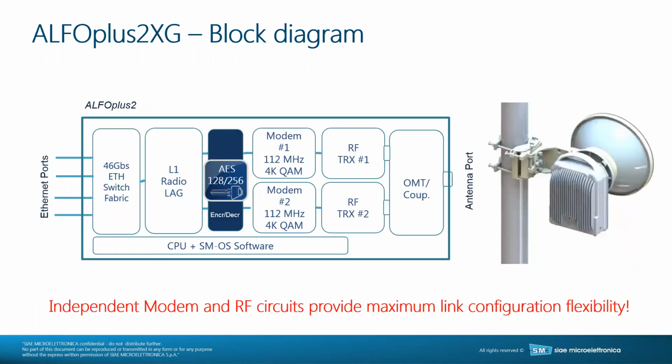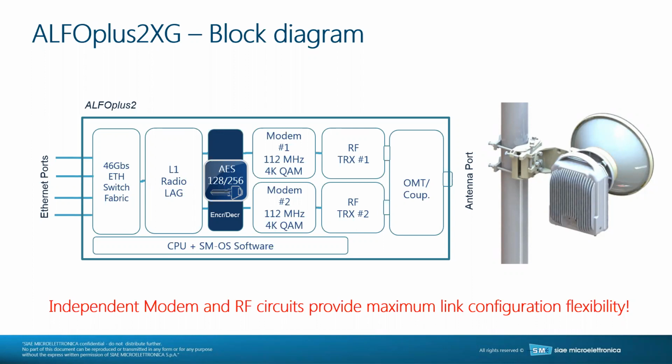So here's a block diagram of the ALFOplus2 radio. The nice thing about this radio is that it has, as I mentioned earlier, independent modems and RF. What's really interesting about that is we have customers here in the US where the FCC might give them an 80 megahertz horizontal channel and say a 40 megahertz vertical channel. Well, we can do that. We can also do things like make the 80 megahertz channel 4096 QAM and the 40 megahertz channel 256 QAM, and provide a higher level of link availability with the lower modulation.